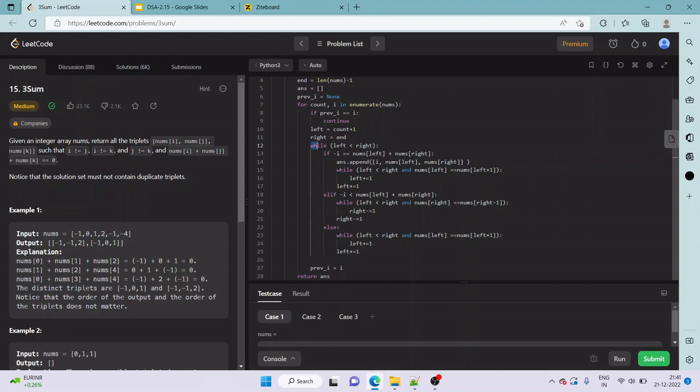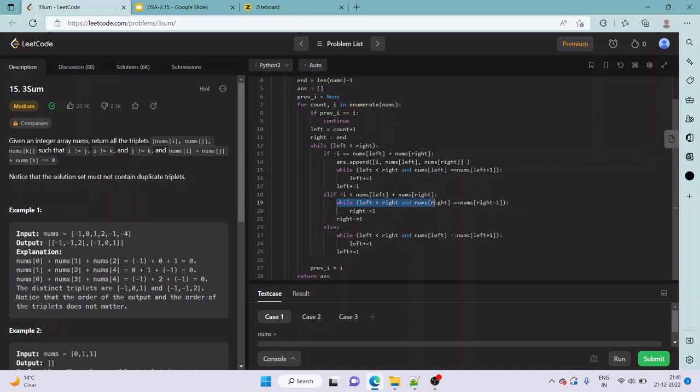We'll continue doing this until left is less than right. So minus I would represent the negative of the first number. If the rest of the two numbers sum up to the negative of the first number, then we have the answer, which we will append, and we'll move left ahead then. Otherwise, if the sum of the remainder of the two numbers is greater than what we need, then we have to reduce by moving right towards the left.